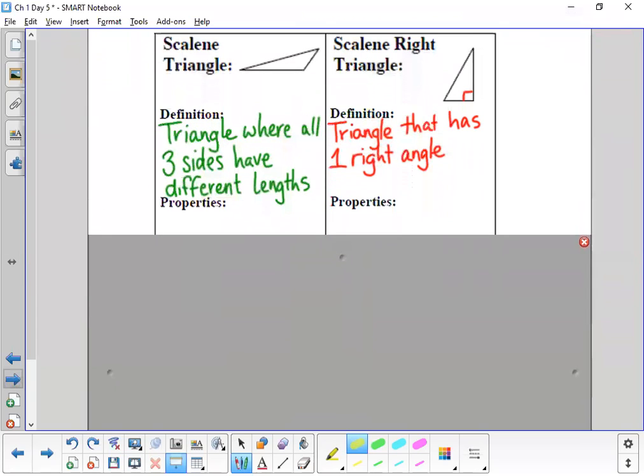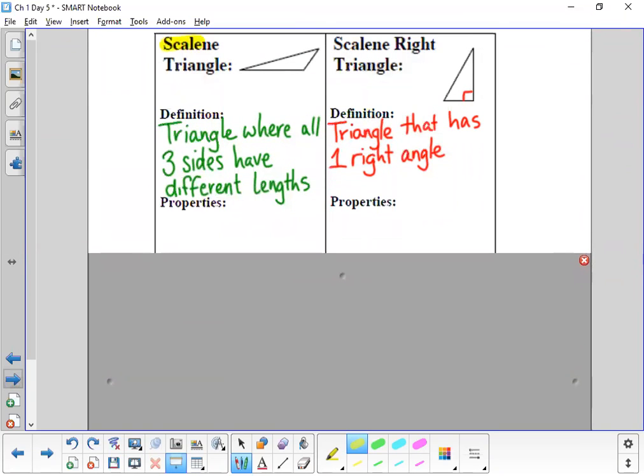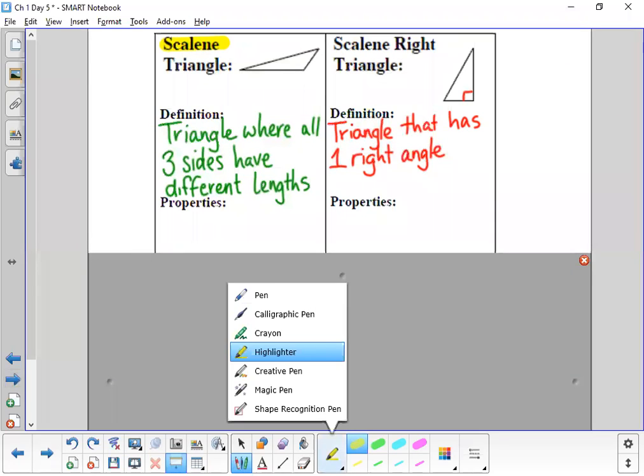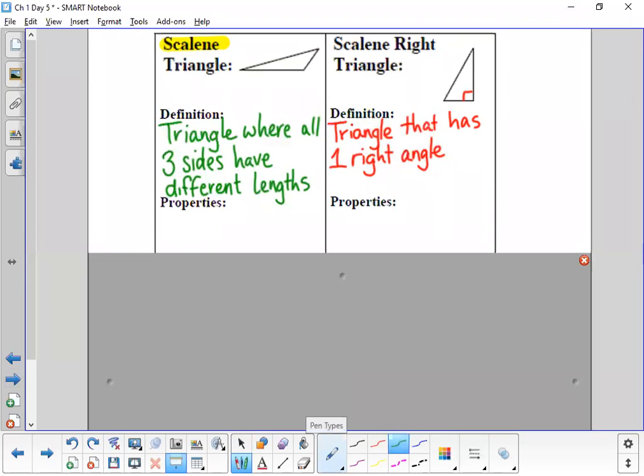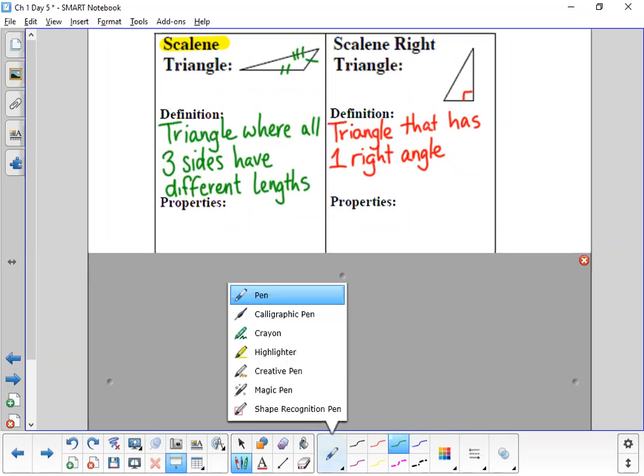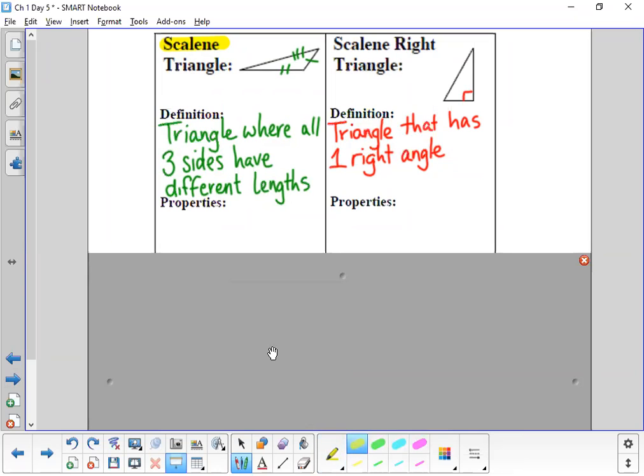All right, next we have a scalene triangle. Remember, the word scalene means that all 3 sides are different lengths. So you might see markings like this where all 3 sides have different tick marks. That tells you that it's scalene. Or if they're not marked at all, that means that it's scalene. So it's a triangle where all 3 sides have different lengths.